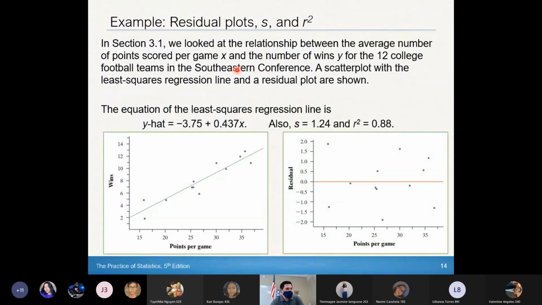So in section 3.1, we look at the relationship between the average number of points scored per game x and the number of wins y for the 12 college football teams in the SEC conference. A scatter plot with the least squares regression line and a residual plot are shown. The equation of the least squares regression line is y hat equals negative 3.75 plus 0.437x. Also, s is equal to 1.24 and r squared is 0.88.